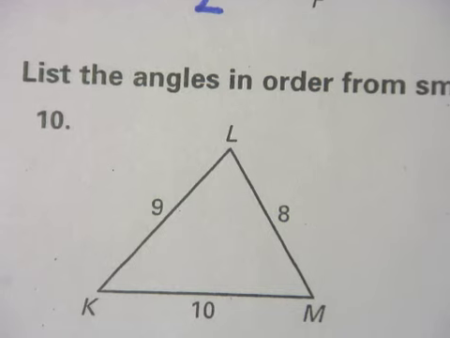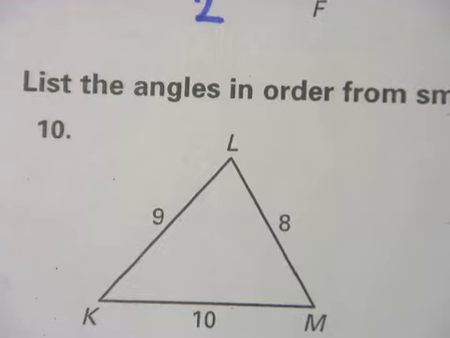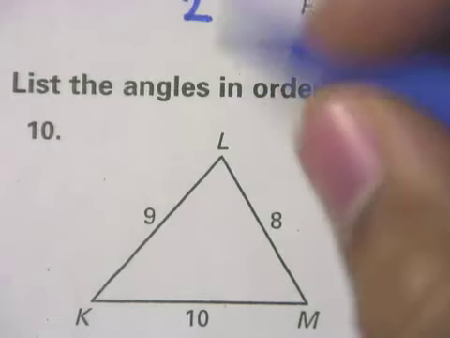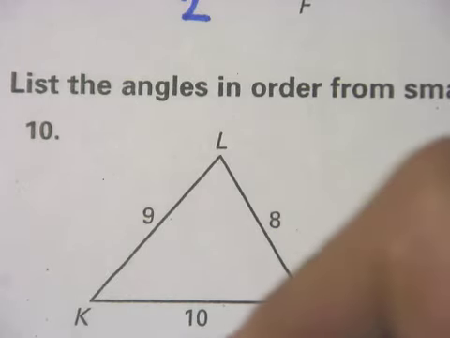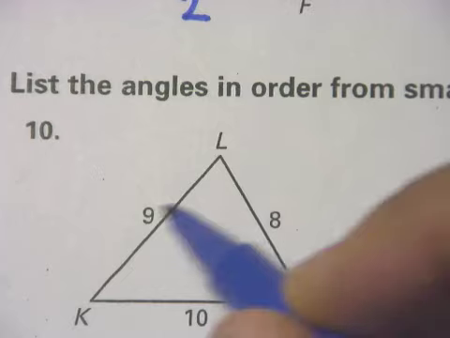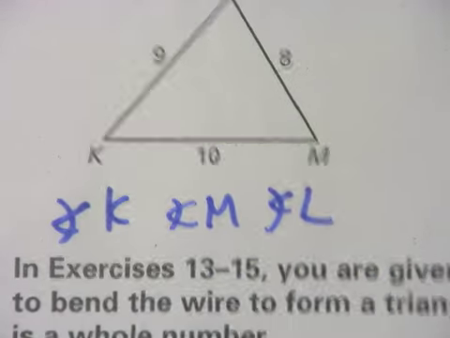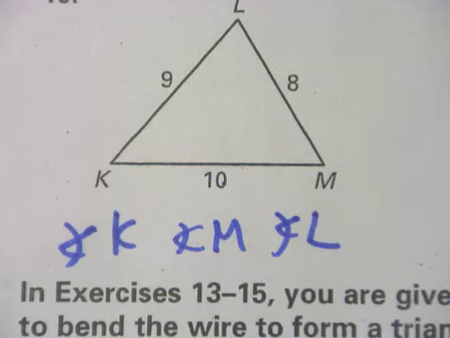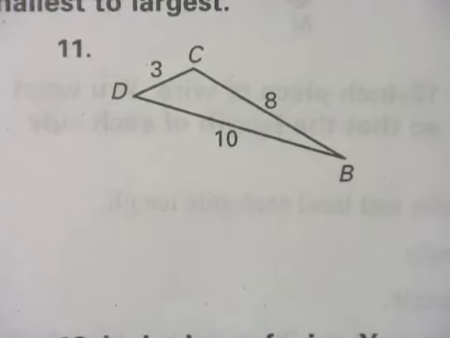For number 10 through 12, they want us to list the angles in order from smallest to largest. So now instead of listing the sides like we did for 7 through 9, now they want us to put the angles in order. So let's do that here. I'm just going to go from smallest to biggest. Smallest side, so I know K is my smallest angle. Next, I know that M is my next biggest, and I know that 10, so L is my biggest angle. So for number 10, it should be angle K, M, and L, smallest to largest.